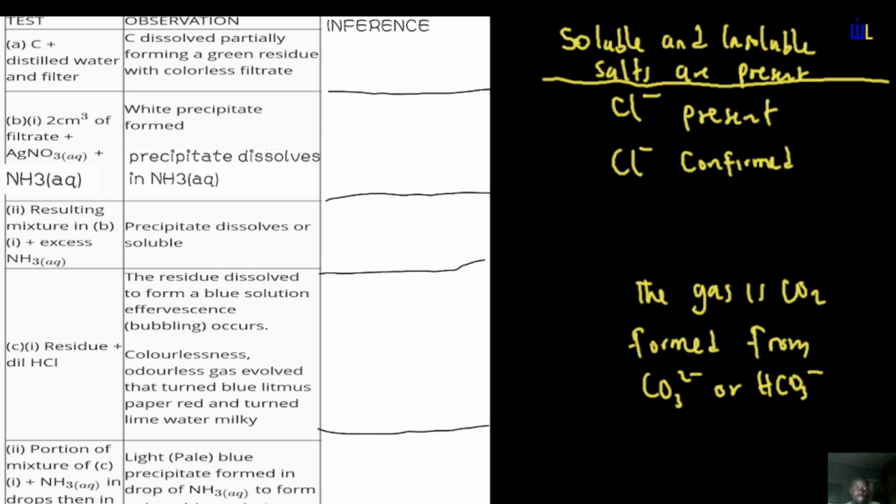Then finally, they said portion of mixture of C plus ammonia in drops, then in excess. Very important to note that. So they said that when it was in drops, you get a light or pale blue precipitate. I told you guys that in ammonia and NaOH, the colors are similar initially. So in ammonia, when you have pale blue precipitate, it is copper. Your first answer is that there is copper there, but you will not write confirmed yet. So this would have Cu2 plus present.